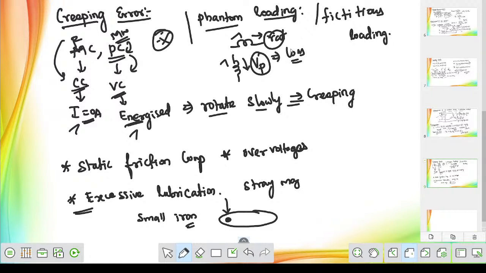So phantom loading is a type of loading which is conducted directly in the laboratory. We are testing the energy meter with respect to the rated load. What will be the maximum power loss offered by the energy meter? Just to know that, this phantom or fictitious loading is conducted in the laboratory. That is all about the measurement of voltage, current, power, energy.